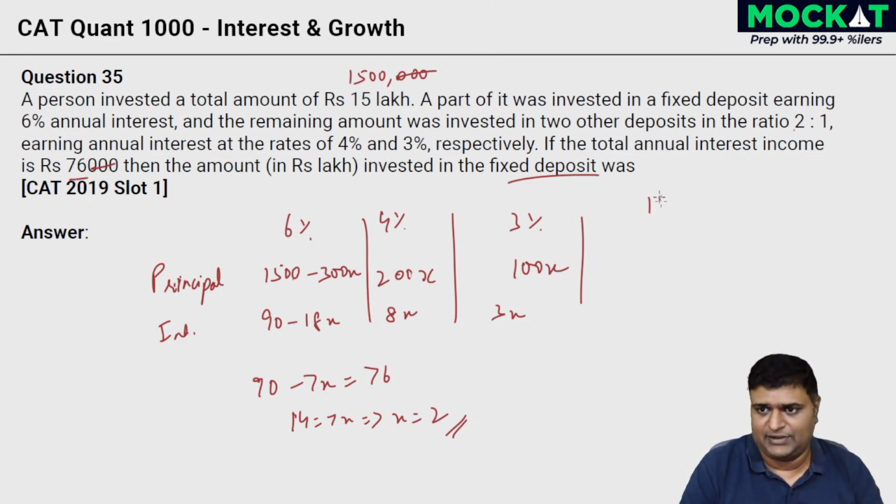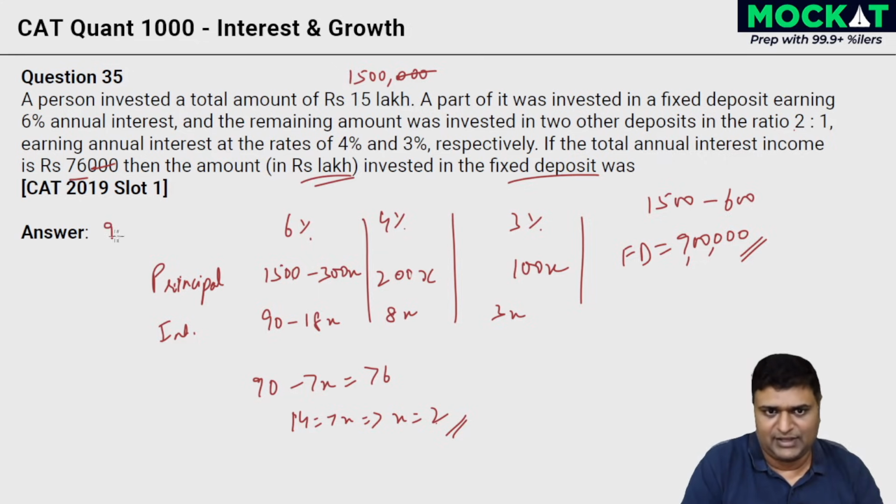1500 minus 300x. 1500 minus 300 into 2, which comes to 600, which comes to 900 in fixed deposits, right? 900, it's all in thousands. I add 3 zeros and it comes to 9 lakhs. The question asks us to find in rupees lakhs. So the answer is 9.